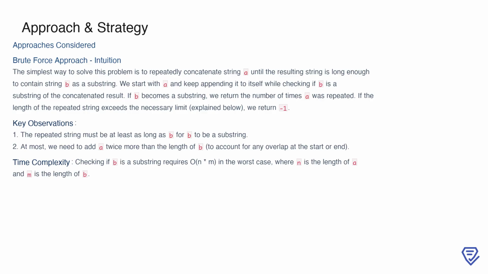If the concatenated string becomes excessively long, specifically, more than twice the length of B plus the length of A, we can safely conclude that B cannot be a substring, and we return -1. This approach is straightforward but computationally expensive, with a worst-case time complexity of O(n*m), where n is the length of A and m is the length of B. While simple, it lays the foundation for understanding the problem constraints and limits.